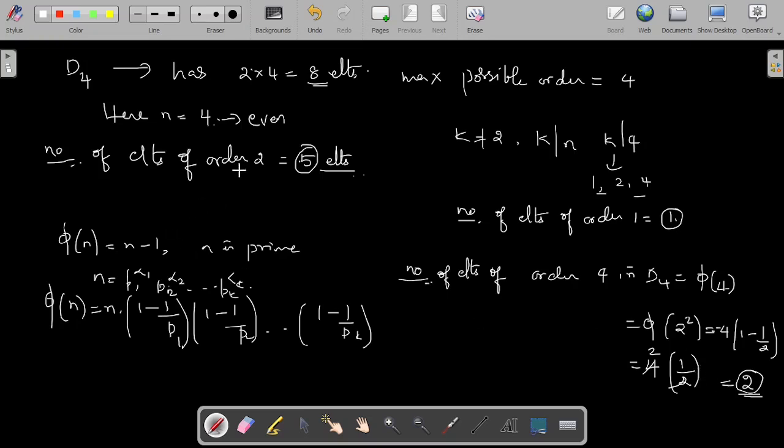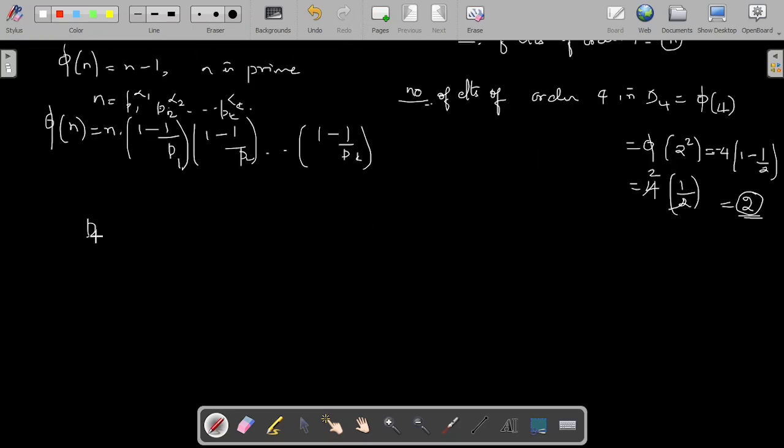One category is of order 2, one is of order 1, one is of order 4. Order 5, order 6, those are all not possible, because the order of any element should divide the order of the group, one thing, and if k is not equal to 2, then k should divide n. And one more thing to remember is that the maximum possible order of any element in Dn is n. It cannot exceed n.